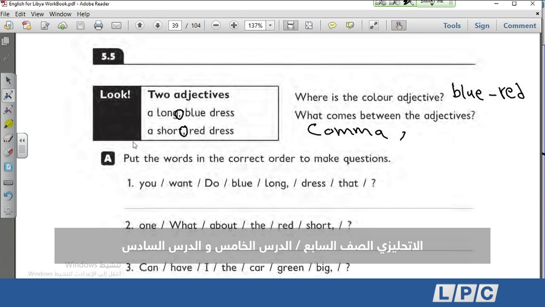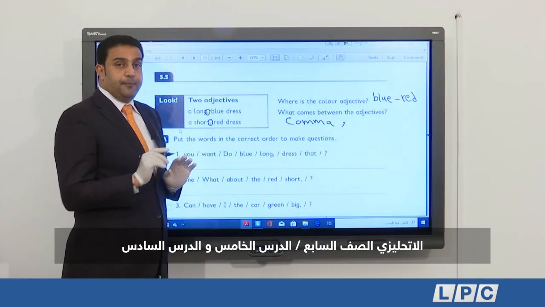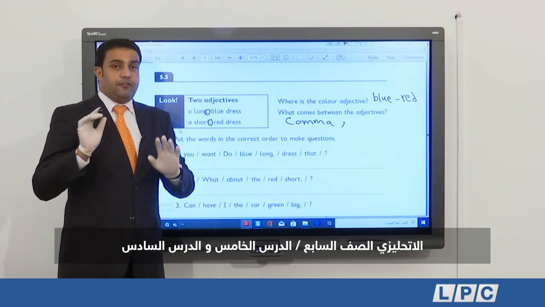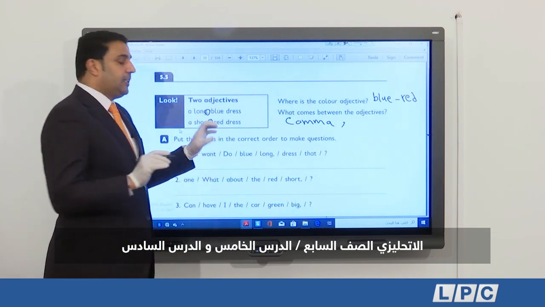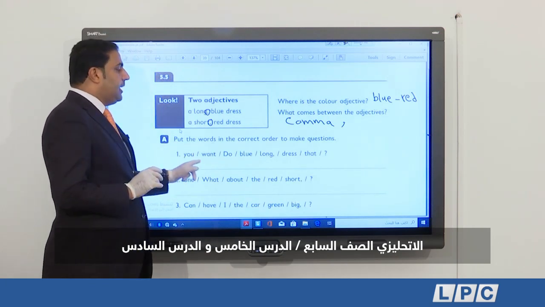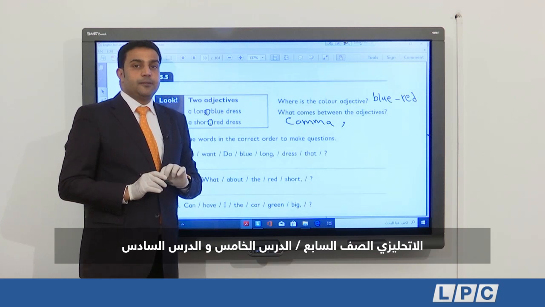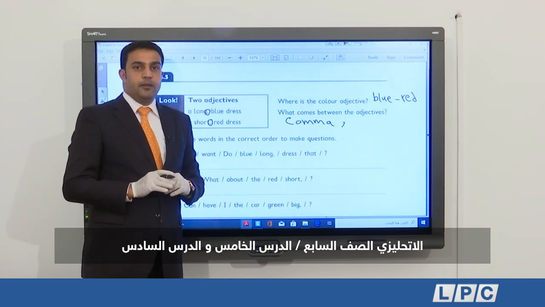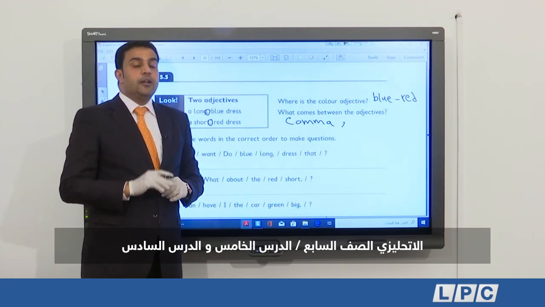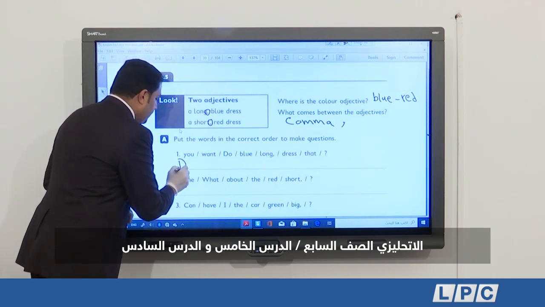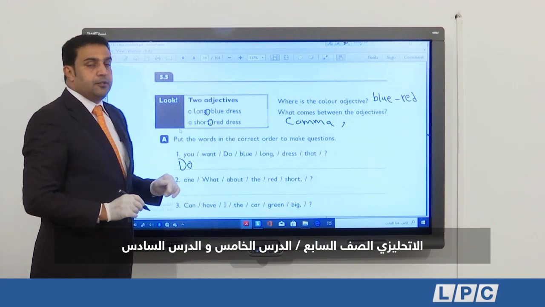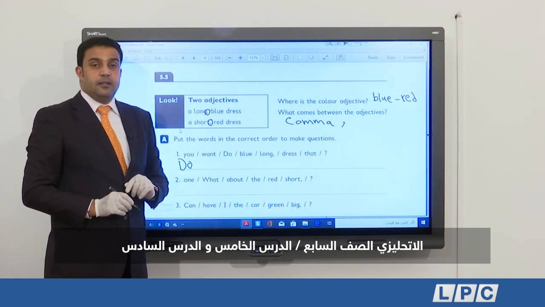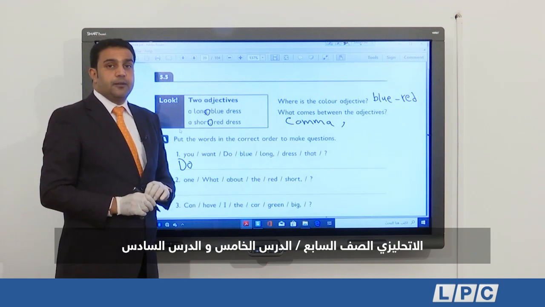Put the words in the correct order to make questions. The exercise says to put these words in the correct order to form a question. The first thing I have to do is find the question word in the sentence. Who can get me the question word? You want to blue long dress that. The sentence isn't ordered; I will order it. Where is the question word? Do. Very good. Do. Okay. What always comes after do? Subject. Yes, subject. Very good. So where is the subject word here? And the verb here.